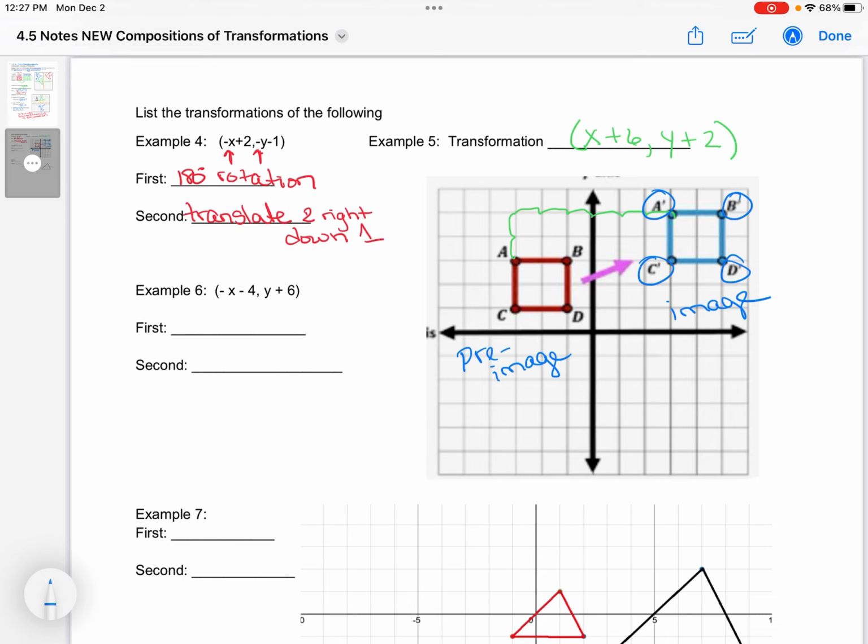Okay, so example 6, again, we're going to do the signs in front of the x and the y first. So I have a negative x and a positive y. So that's reflecting across y. And then left 4, up 6, translation.